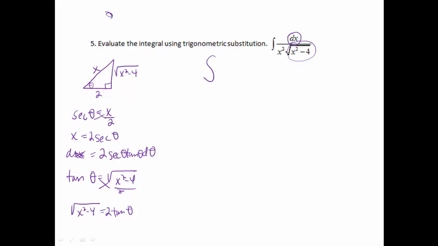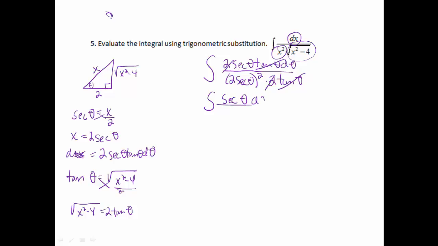So first of all, I want to plug in dx. Well, we found out that dx is 2 secant theta tangent theta d theta, over, then we need an x squared. Well, we know what x is, so x was 2 secant theta. We're going to square that. And then the square root of x squared minus 4 was equal to 2 tangent theta. All right, so I'm going to go ahead and cross out what I can. I can cross out these 2's, I can cross out these tangents, and I'm just going to rewrite this for a second. This would be like secant theta d theta over 4 secant squared theta.